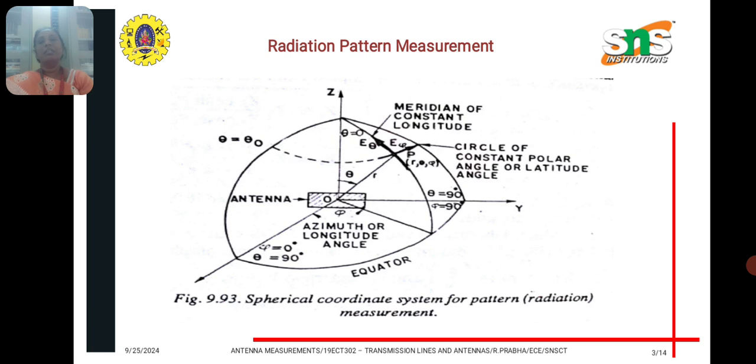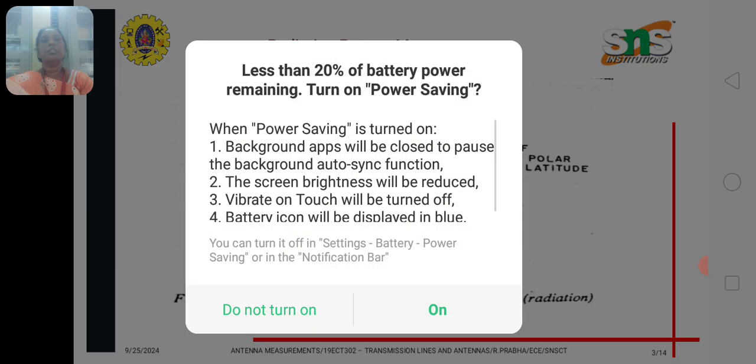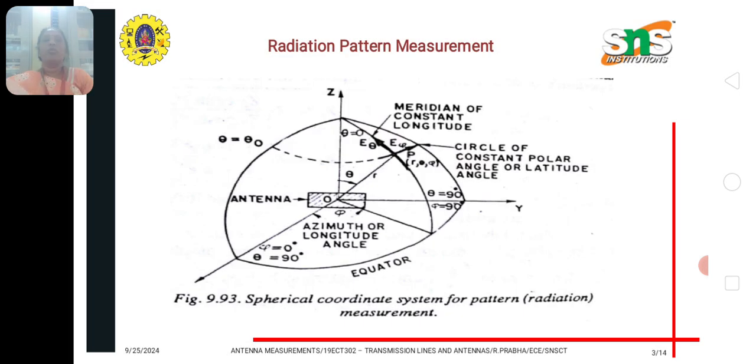Now we will discuss a very important measurement of an antenna, a very important parameter also, the radiation pattern measurement. For an antenna, the radiation pattern is very important because it shows in which direction the antenna is radiating, which is the most important requirement if you take any antenna. For drawing the radiation pattern, we always keep the antenna in a spherical coordinate system.